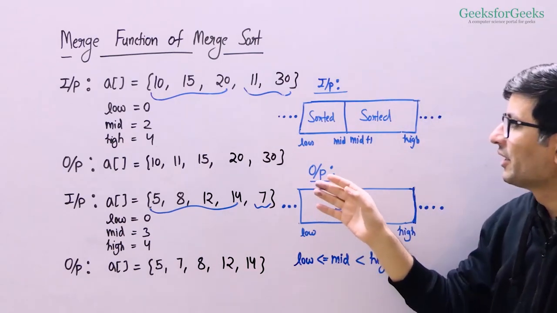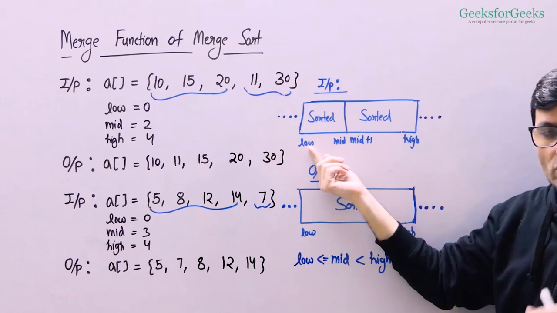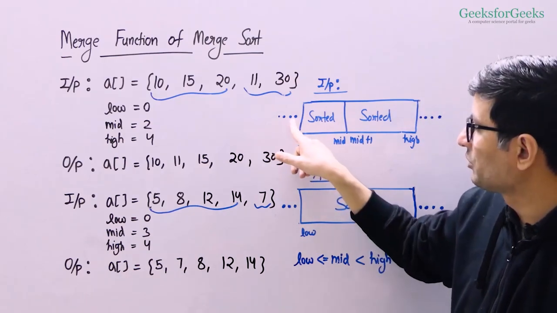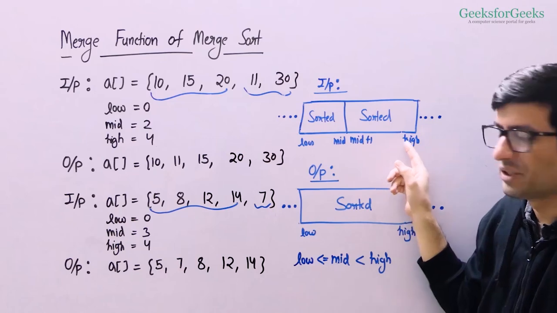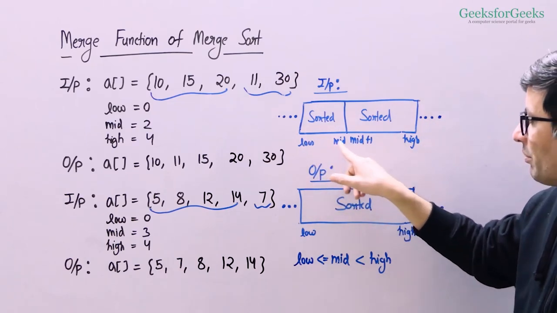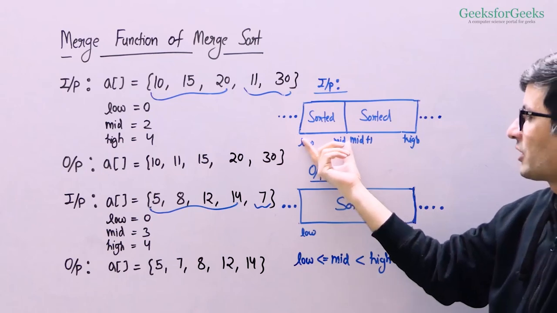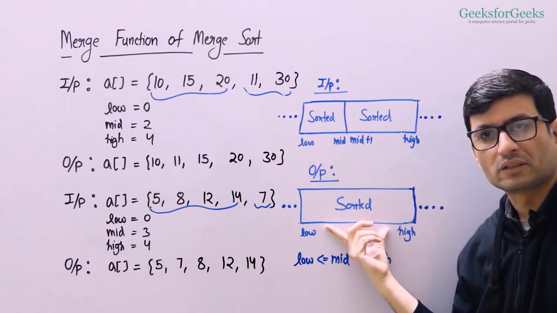So basically, we are given three indexes in an array and low need not be 0. That's why I've used dot dot dots here. And high need not be the index of the last element. That's why I've used dot dots here as well. So I'm given low, mid and high. Low to mid sorted, mid plus 1 to high sorted, and I want to sort low to high.